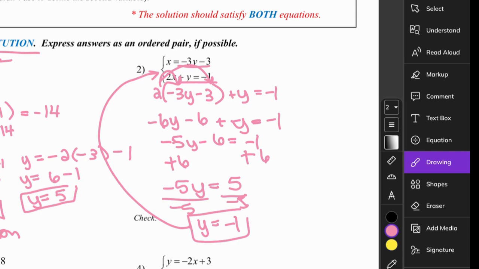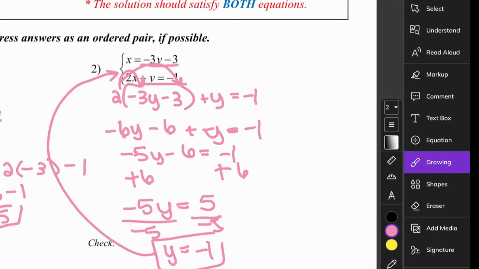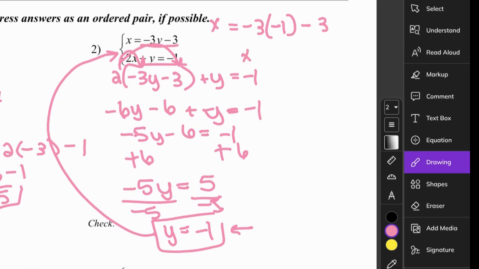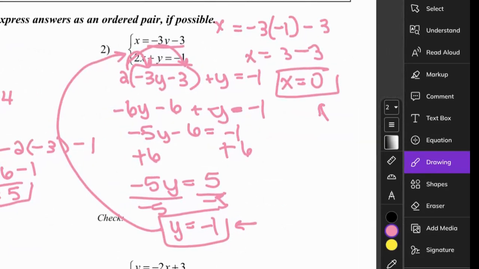So you can either do the first one or second one, it does not matter. But what we would do is we would go x equals negative 3 times negative 1 from here, and then minus 3, and then we have x equals 3 minus 3, x equals 0. Now, the way you would check this for substitution or elimination is you would just take these values and you would plug them back into the equation.